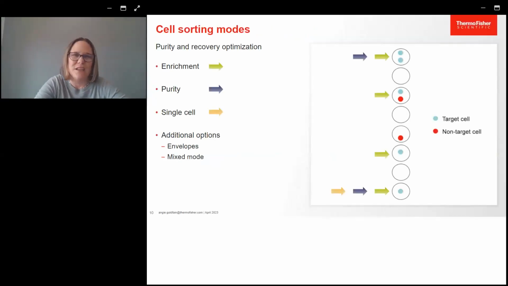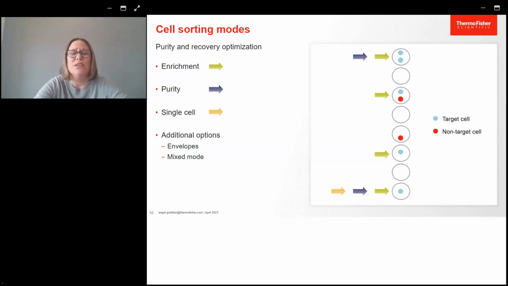So once you've set the timing properly, how do you know what's going to get sorted and what's not? In all cell sorting experiments, there's a balance between the purity of the sorted sample and the quantity of cells recovered. Sort modes allow us to adjust this balance. There's an enrichment sort mode, and these sort modes are pretty consistent from instrument to instrument. They'll have very similar modes.